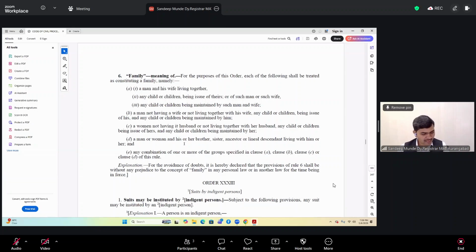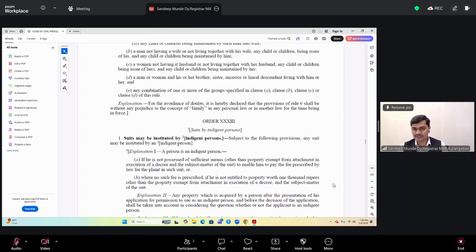Now, the next part deals with Order 33, suits by an indigent person. In this case, you have to keep in mind who may be called an indigent person. According to Order 33, Rule 1, suits may be instituted by an indigent person. Order 33 deals with suits by indigent persons, and Order 44 deals with appeals by indigent persons. All the provisions are one and the same for both the suits as well as for appeals.